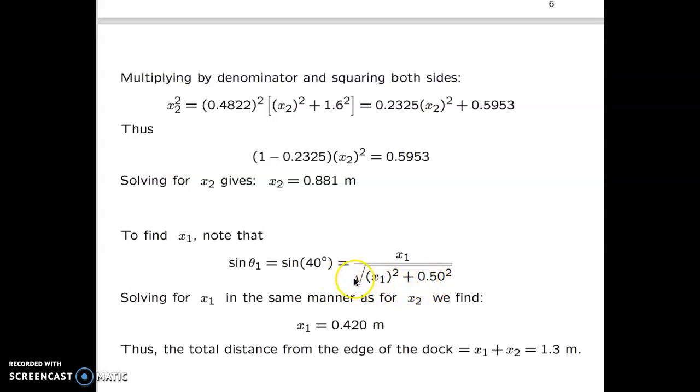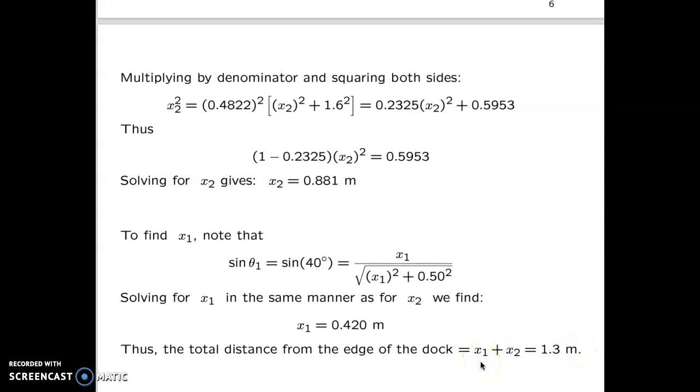And we can solve for x1 in the same way that we solved for x2 in the equation above. You multiply by the denominator, square both sides, isolate the unknown x1, just like we did for x2, and you'll discover that you get 0.420 meters to 3 significant figures. And x2 plus x1 is 1.3 meters. That's the distance that the keys are from the edge of the dock on the bottom of the water.